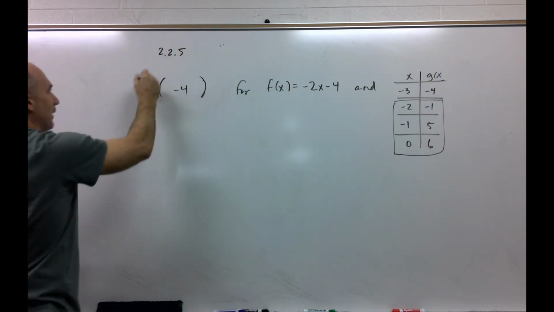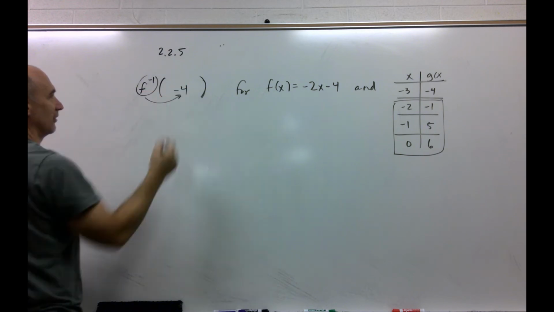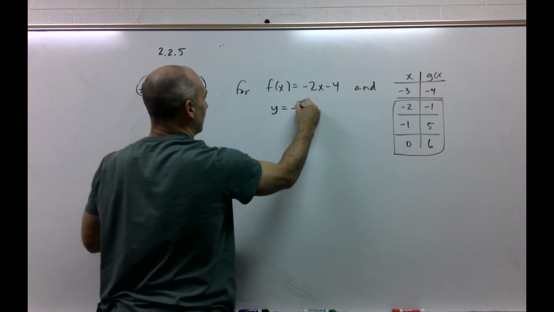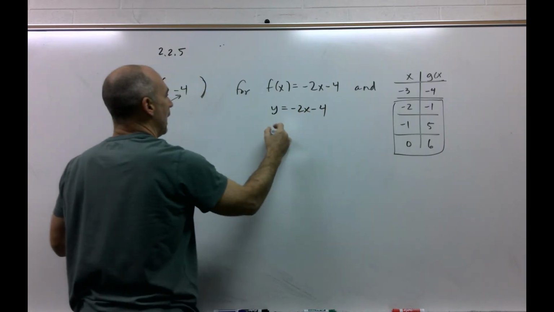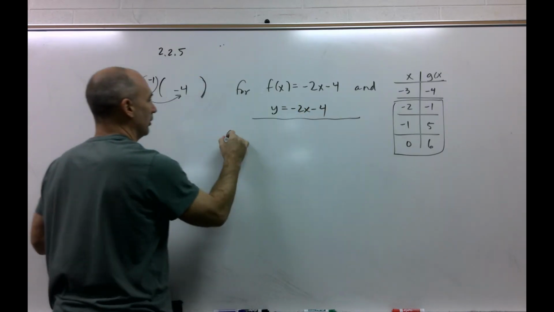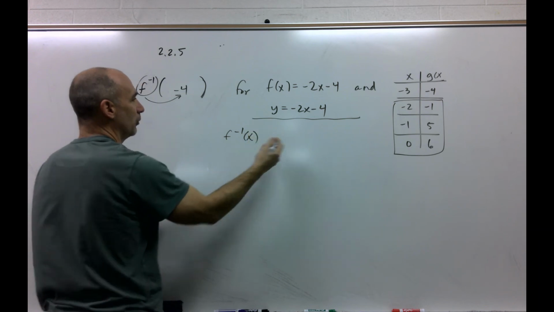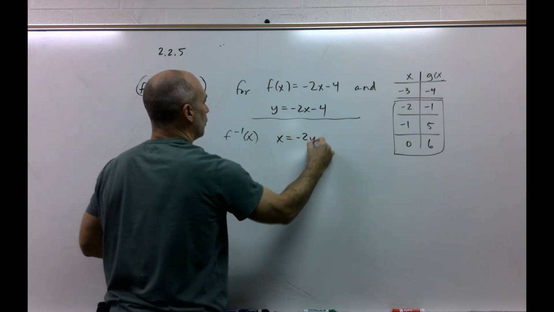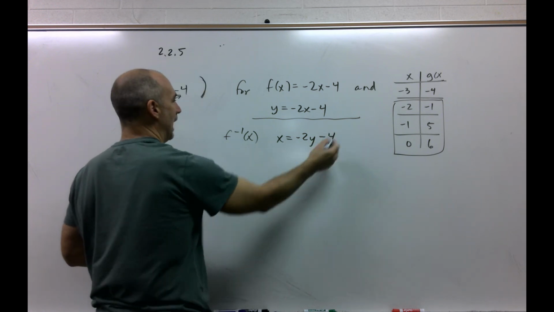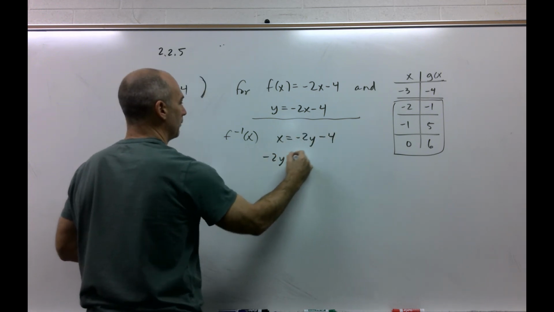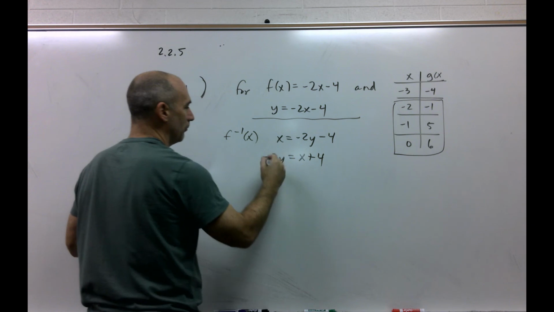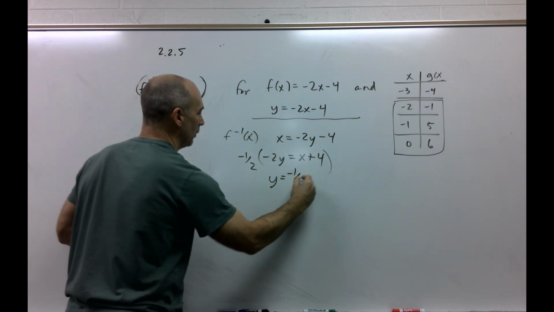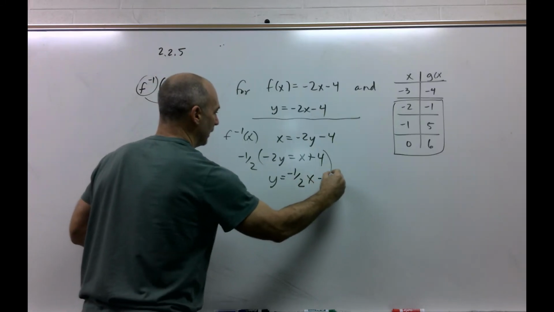Now I got to find the inverse function when x is negative 4, which means I take this, I realize that it equals this. I'm going to make a little line here because here comes the inverse function where I flip the x and the y. So x equals negative 2y minus 4. Add 4 to both sides and flip it. And now I'm going to multiply by negative 1/2. So I get y equals negative 1/2 x minus 2.